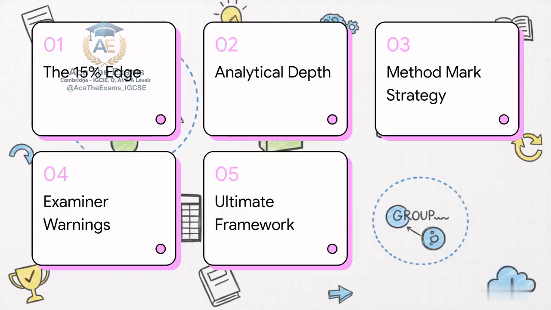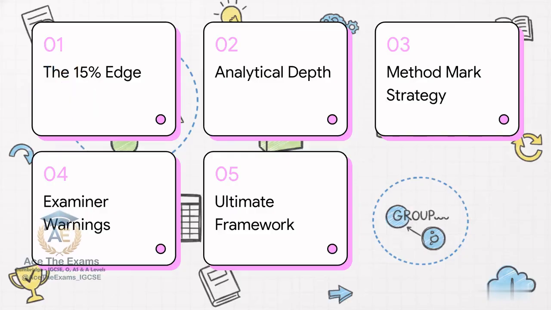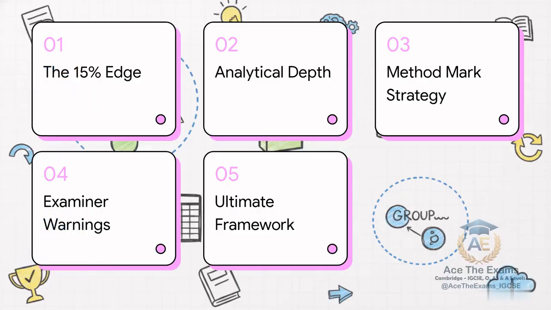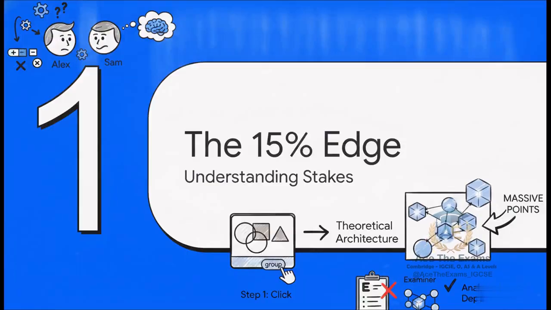Here is our flight plan for today's masterclass. First up, we're going to explore the 15% edge so we really understand the real stakes of what we're dealing with. Second, we'll break down theory and analytical depth. This is where we look at exactly how examiners grade your reasoning. Third, we're uncovering what I call the method mark strategy, which is purely about flawless execution. Fourth, we are going to crack open the principal examiner's desk to reveal top examiner warnings so you can avoid the traps that catch everyone else. And finally, we will lock in the ultimate framework: deconstruct, solve, evaluate. Let's move straight into our first major section, the 15% edge and truly understanding the stakes of the Cambridge exam.